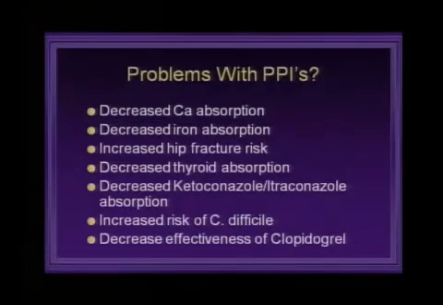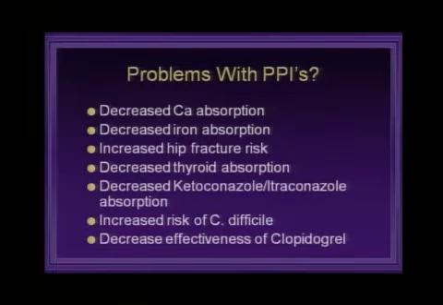Proton pump inhibitors can decrease calcium absorption, and that's probably why there's increased fracture risk in people who are on proton pump inhibitors. They can decrease iron absorption. If you have somebody that needs to take iron supplementation and they're on a PPI, it's going to be harder for them to absorb as much iron as they need.